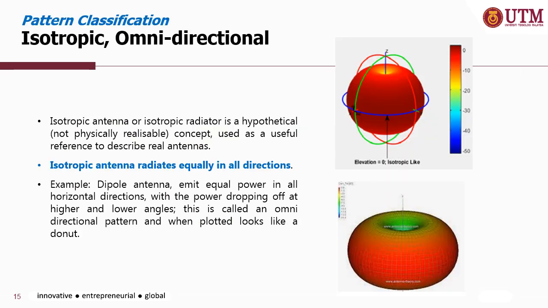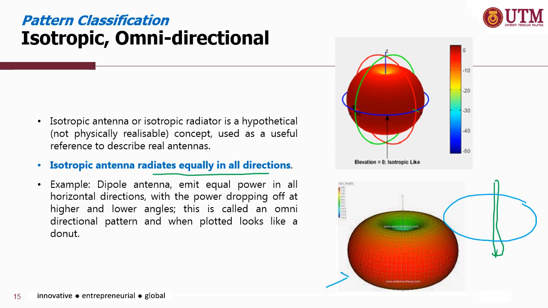Okay, next is the pattern classification. It depends on the direction of the antenna. Okay, this is for the isotropic or omnidirectional pattern, in which the antenna radiates equally in all directions. For example, if you have a dipole antenna, you may see the radiation pattern is in a circular shape or donut shape.